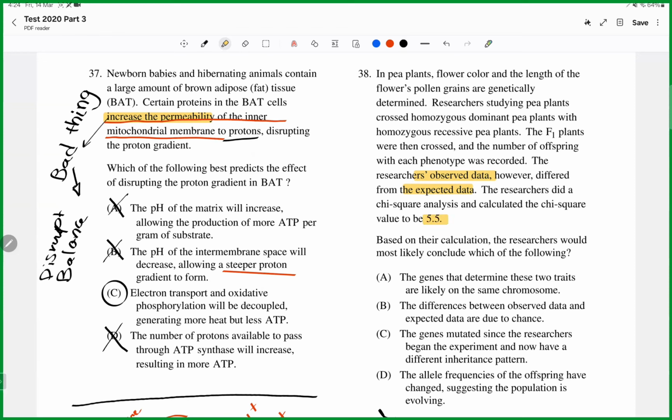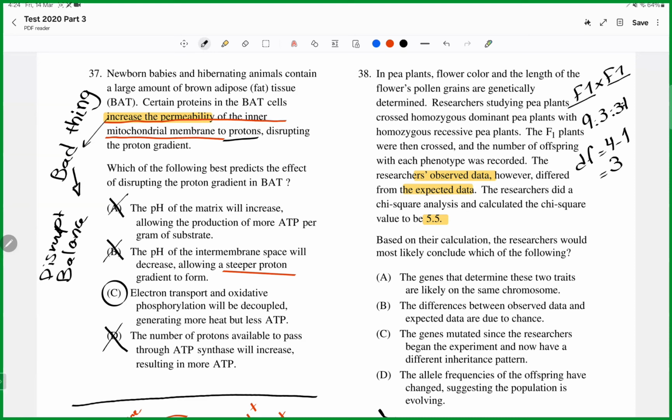Okay, another chi-square question. Guys, if we are crossing the F1s with each other, and they're both heterozygous, what would you get? You would get how many possibilities? 4, because you will get 9, 3, 3, 1. So what's our degrees of freedom? 4 minus 1, which is 3.